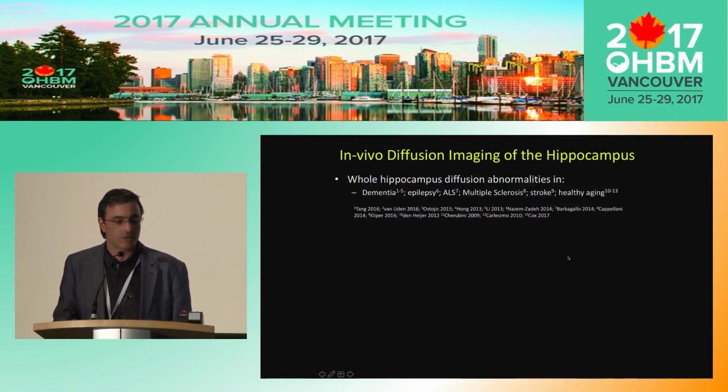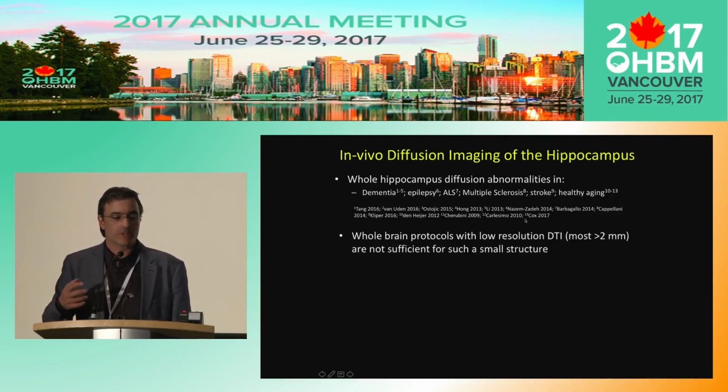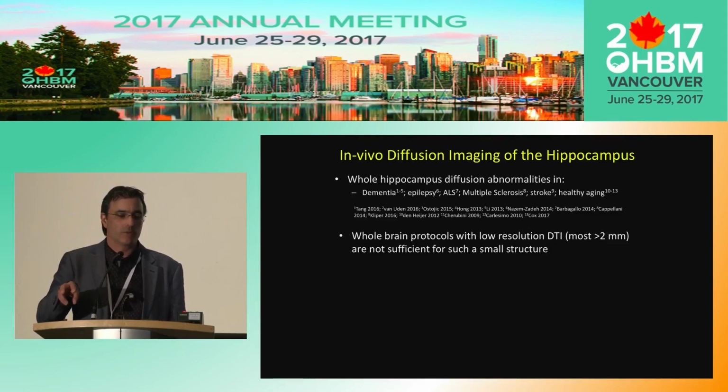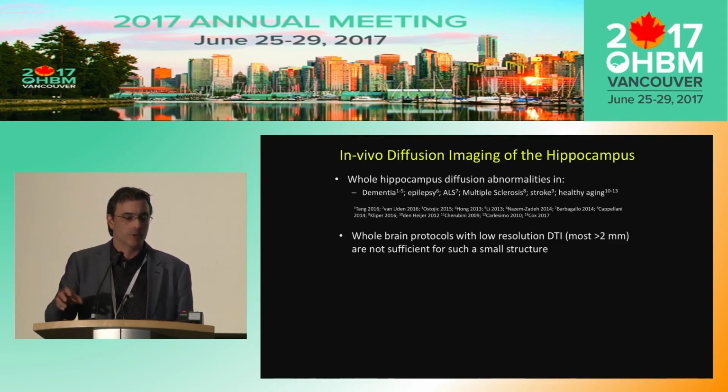This was work presented at ISMRM just recently on the hippocampus. There's lots of interest, obviously, in the hippocampus. People have measured diffusion abnormalities in dementia, epilepsy, ALS, etc. And the problem is that people have acquired whole brain protocols with low resolution and then measured the hippocampus. The problem with that approach is it's not dedicated for such a small structure, and so it's not optimal, right?